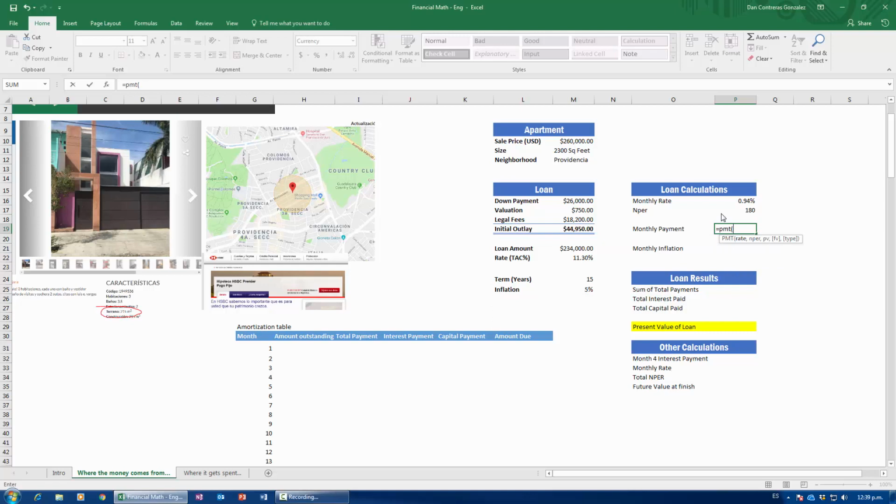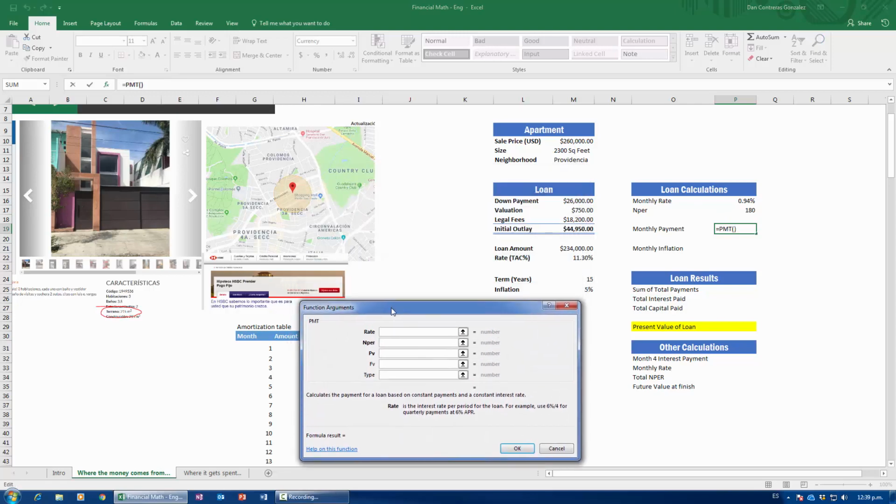PMT is short for payment. And what this is going to do is it's going to ask you a bunch of stuff, and once you give it what it wants, you're going to get back the payment amount, all right? So the rate, that is the monthly rate. That is the rate per period.